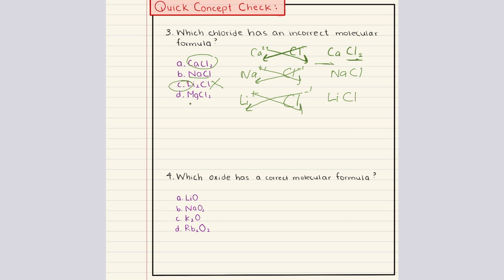But let's do the last one as well, MgCl2. Mg forms a 2+ cation, and chlorine forms a -1 anion. If we switch these numbers, we get Mg1Cl2. This is the correct ionic formula for magnesium and chloride, and that matches this, so it is correct. The only one that has an incorrect molecular formula based off of our charge balancing rules is C. This should just be LiCl.